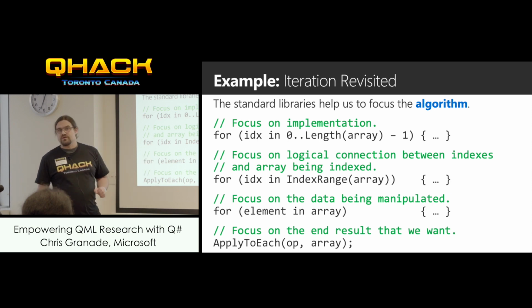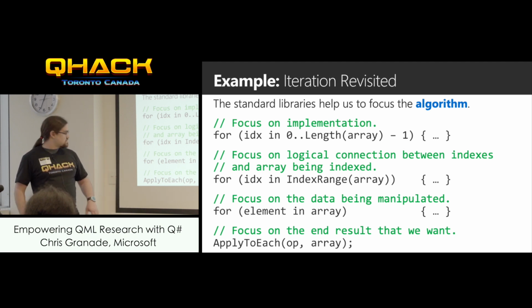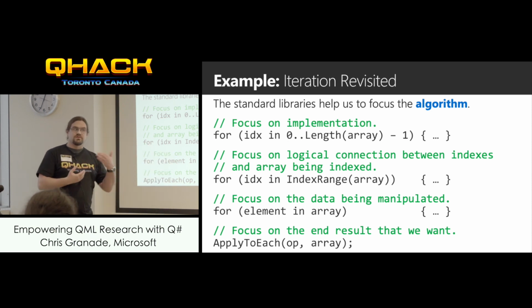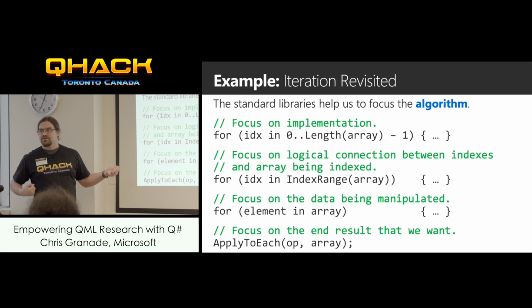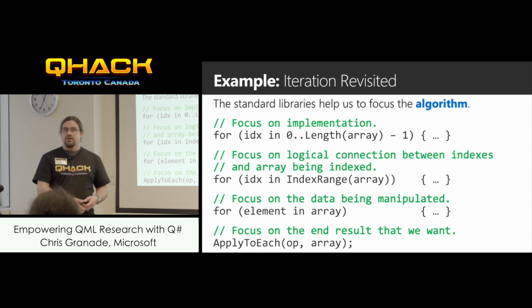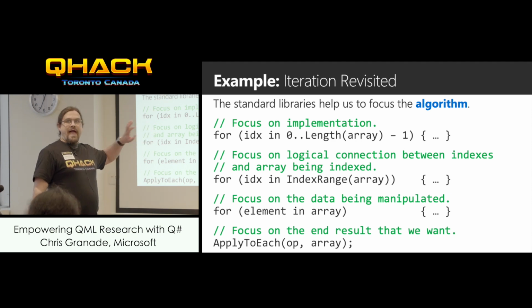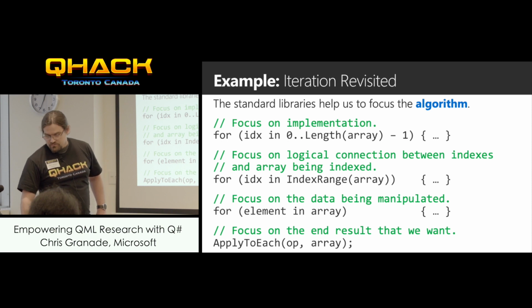I might even go another step forward and have a for each loop that says, do something for each element, I don't even care what its indices are. Then we can focus at the highest level on the algorithmic structure: apply this operation to everything in that array. We saw earlier, for instance, if I want to do a Hadamard on everything in a register, I can do apply to each H that register. It lets us focus on the algorithm rather than on how I implement that algorithm.